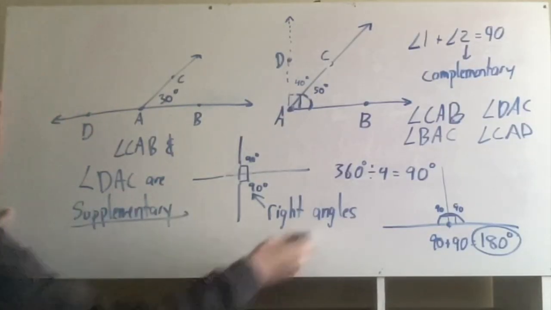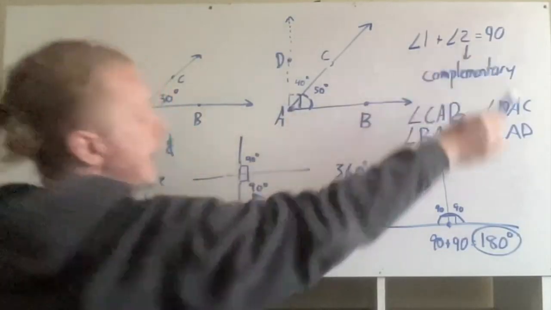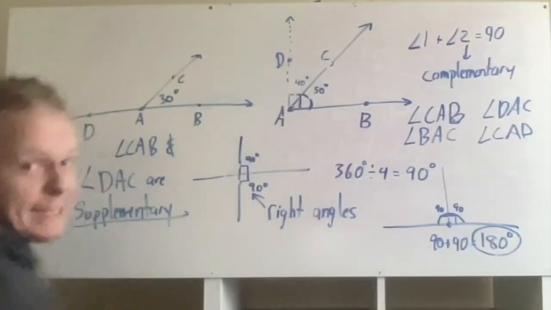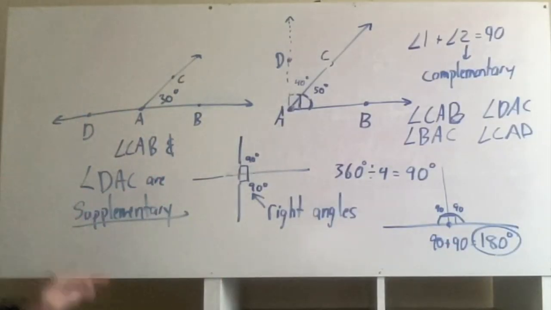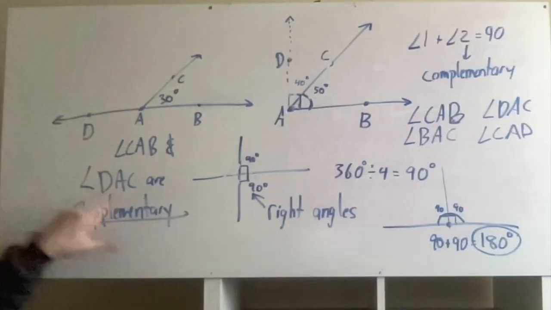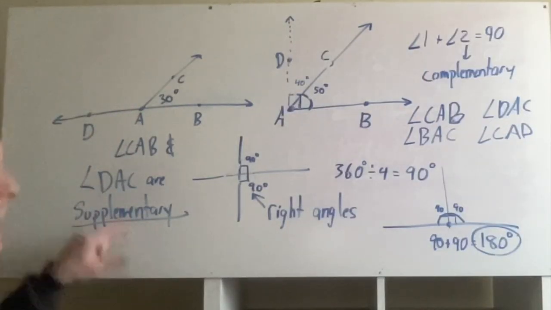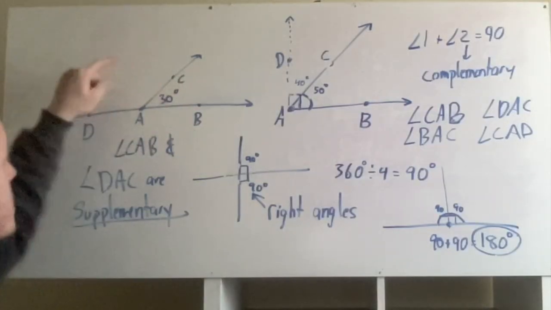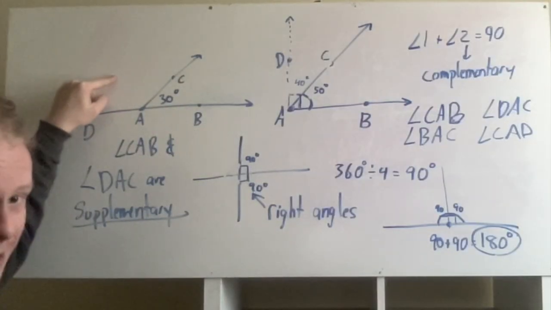Complementary means they add up to 90. Supplementary means they add up to 180. They form a straight line. So they can tell you, all right, angle CAB and angle DAC are supplementary. If the measure of angle CAB is 30, what's the measure of angle DAC?